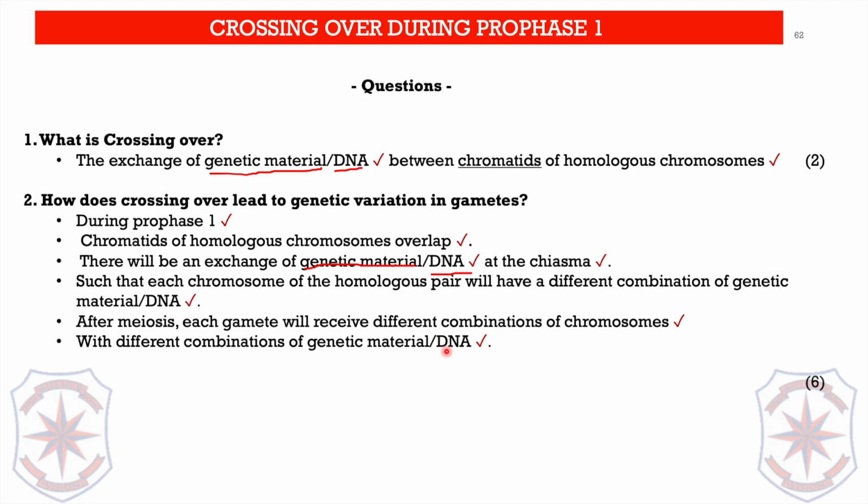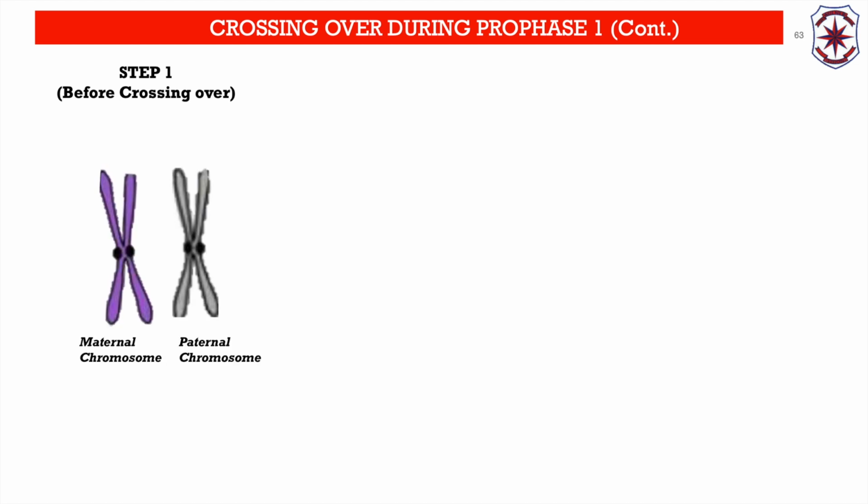Okay, now let us check how that happens exactly. In this slide, I will be showing you how crossing over takes place. Now, we have step number 1. I'm going to be showing you a homologous pair of chromosomes before crossing over. Now, remember, what did we say a homologous pair of chromosomes is? A homologous pair of chromosomes are a pair of chromosomes.